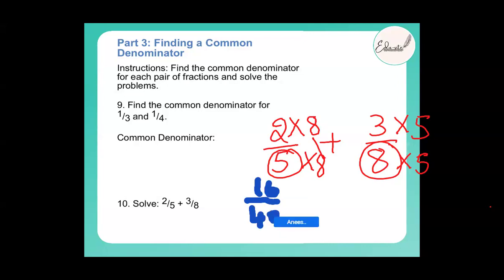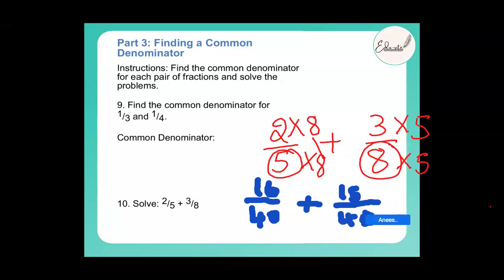Excellent, beta. Plus. 3 times 5 is 15. 8 times 5 is 40. Excellent, beta. 15 over 40. So we have got the like denominators now. Now you can easily add it up, right? 16 over 40, 15 over 40. So you can just add 16 plus 15.